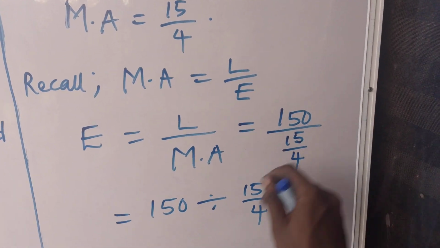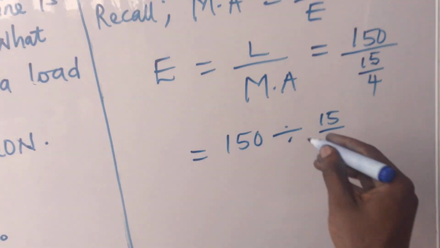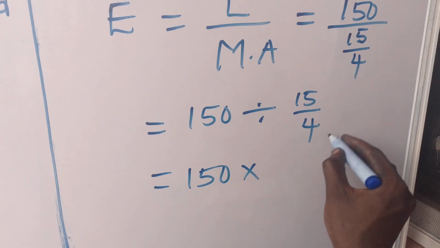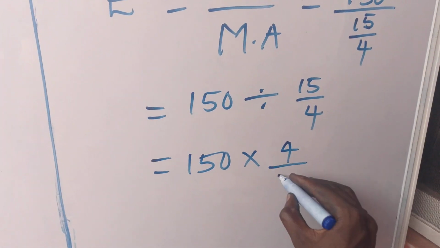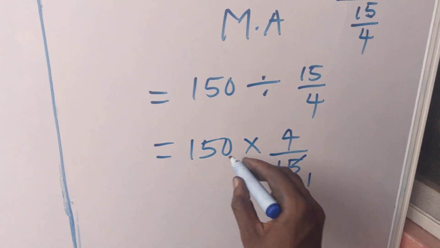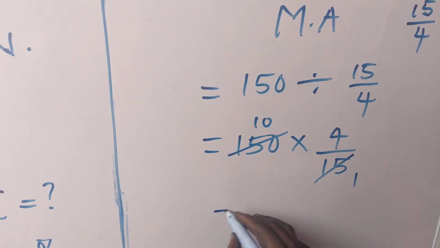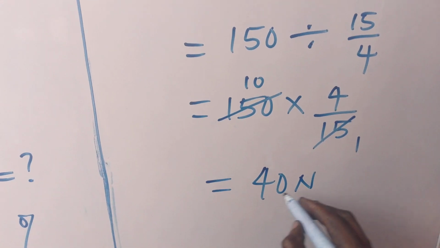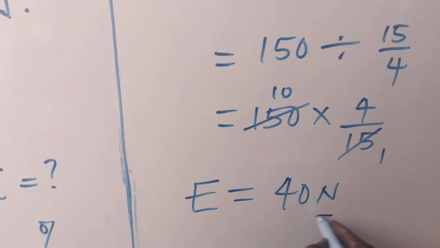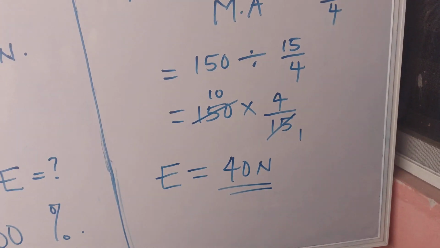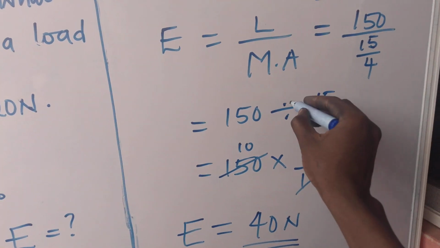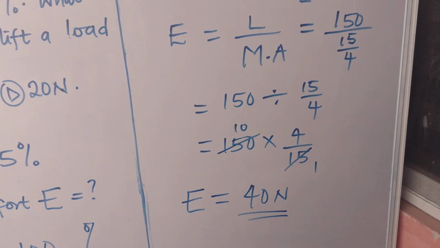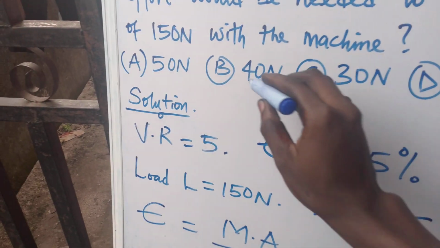This line is the symbol for division. If I change this division to multiplication, I have 150 times, this will go up, this one come down, 4 over 15. This one here is 1, this one here is 10. So 10 times 4 will give me 40 Newton. My effort is equal to 40 Newton. That's option B.